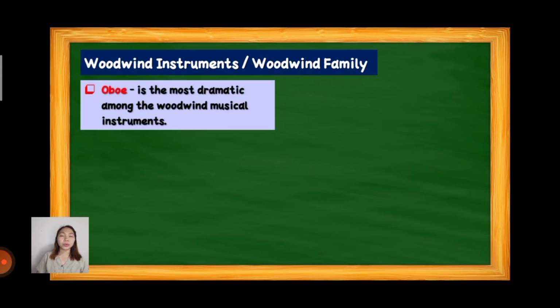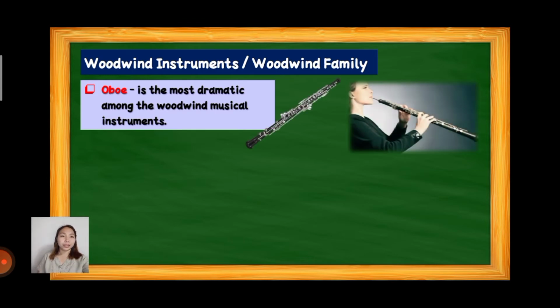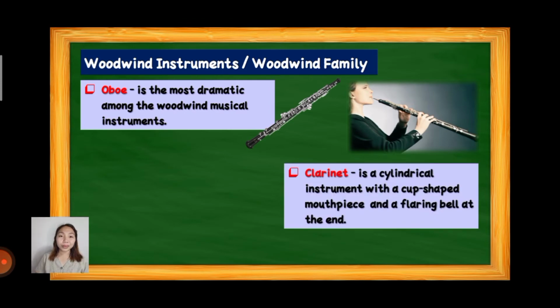Another woodwind instrument is the oboe. Is the most dramatic among the woodwind musical instruments. Oboe. Okay, this one. Yes. And we have also the clarinet. Is the cylindrical instrument with a cup-shaped mouthpiece and a flaring bell at the end. So, ang iya bitong tumoy mura siya bell, kabantay mo mo anang bell nga purma, no? So, ingon ani siya. Mo nang gitawag nato clarinet.